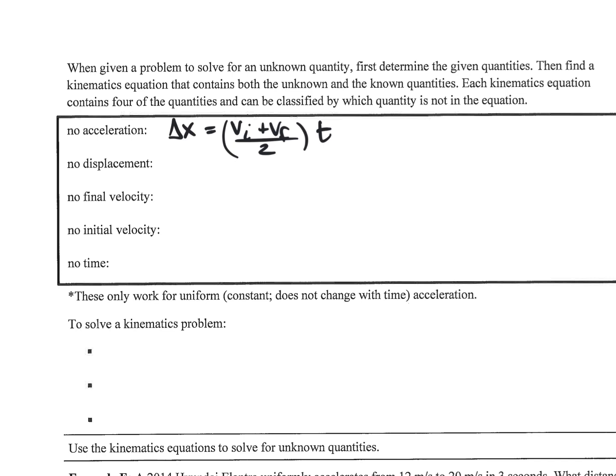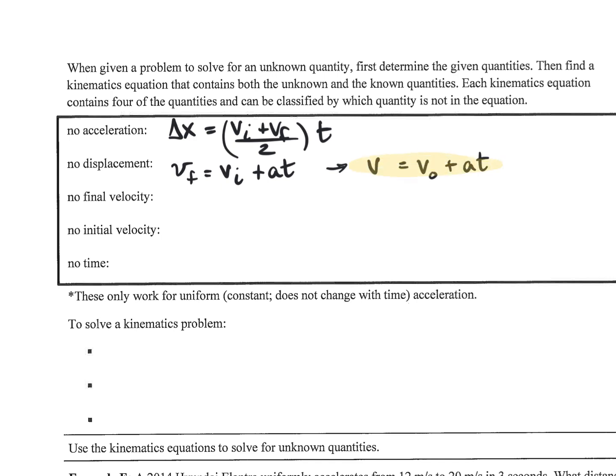No displacement. These are qualified by what you don't know. V final equals V initial plus AT. Now this one is on your sheet. Your sheet lists it as V equals V naught plus AT. So that is V final. V is V final. V naught is V initial. Naught means at the beginning, not as in 0. Okay? This is the one that's actually on your formula sheet that you should be able to recognize.